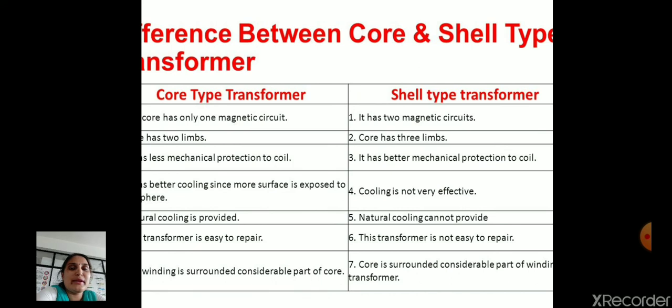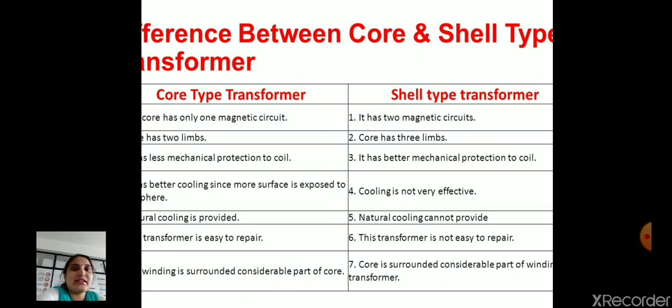Then cooling is better in core type, since more surface is exposed to the atmosphere, and in shell type cooling is not very effective. Natural cooling is provided in core type. Natural cooling cannot be provided in shell type of transformer. Now core type transformer is easy to repair, but shell type transformer is not so easy to repair.